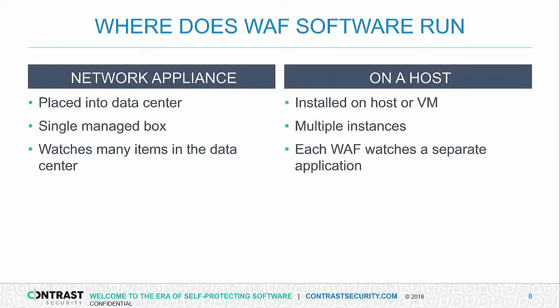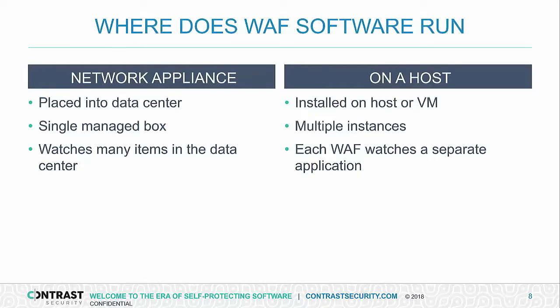Now, where does this web application firewall software run? There are two primary locations where people tend to run their on-premise WAFs. The first is a network appliance, and the second is on a host. The network appliance is just a single box or something that gets placed on an area of the data center. And the difference between that and a host WAF is that host WAFs tend to go on a VM or, I guess, within a container. Whereas you might have one network appliance, you'll have one host WAF per host. And the difference is just how many things they watch.